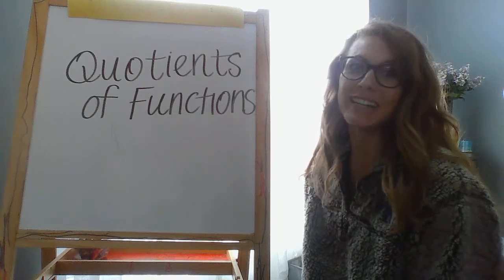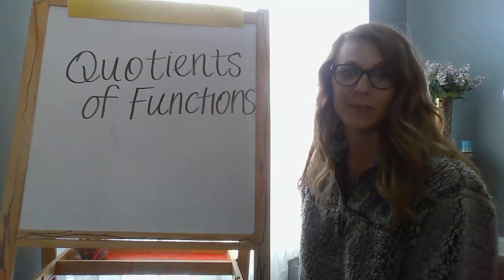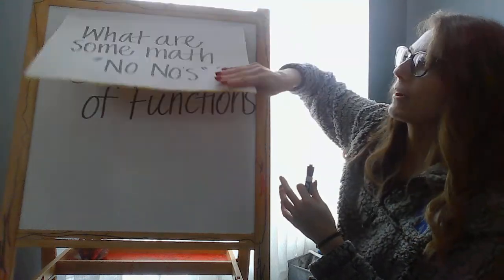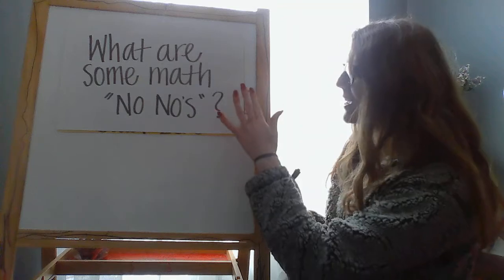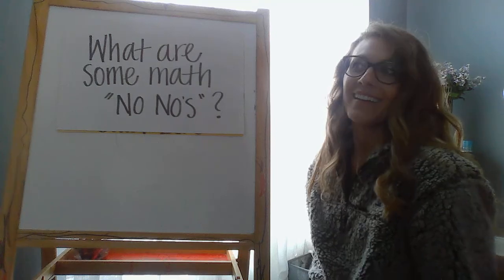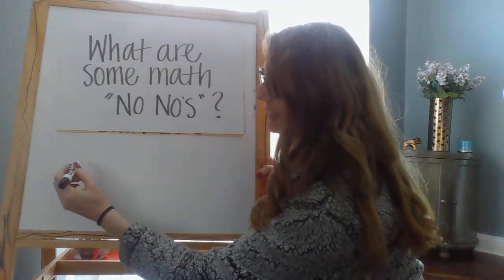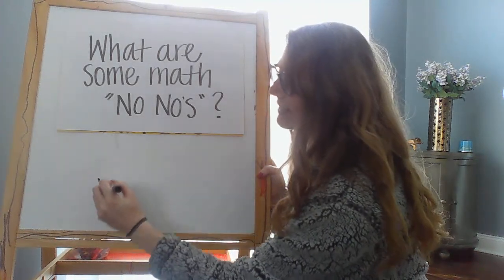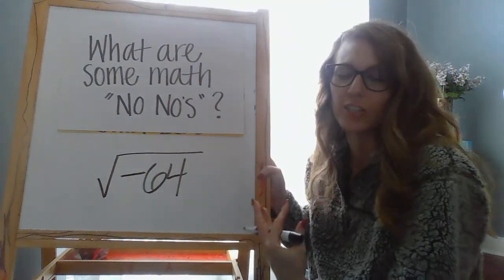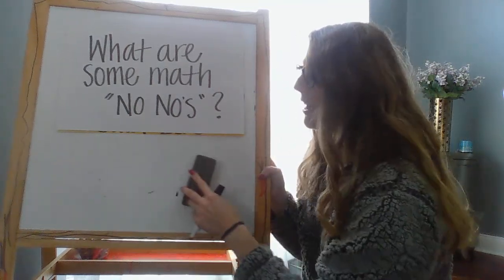If you've already done those, then we're going to dive into quotients. So we've already done adding and subtracting, multiplying, and last we have dividing of functions. So before we really get into the quotients, the first thing I want to talk to you about is what are some math no-nos? So like something that we're not allowed to do in math. And you may be like, I don't know what you're talking about, and I don't want to even think about it. But for an example, more recently, we saw that we cannot take the square root of a negative number, right? There's no solution. There's no such thing as a square root of negative 64. That just doesn't work. So that would be a math no-no.